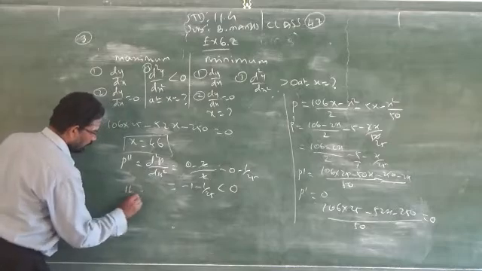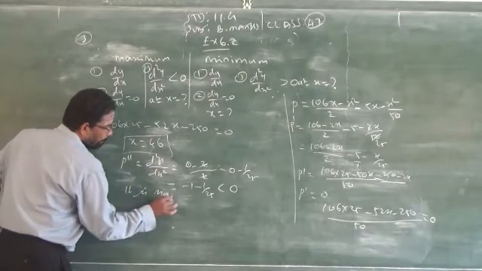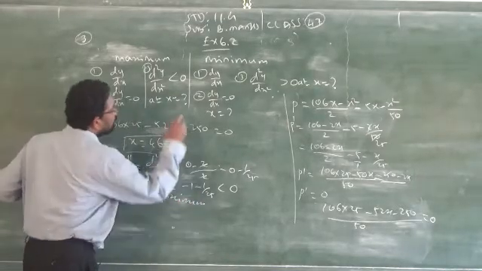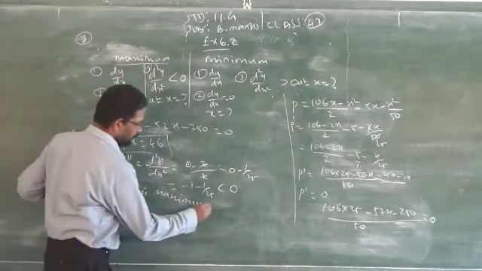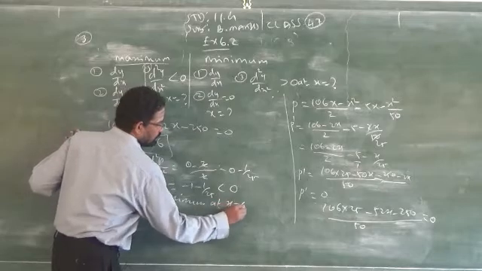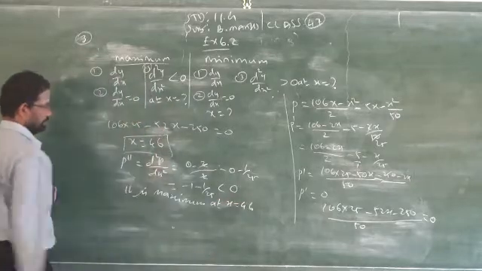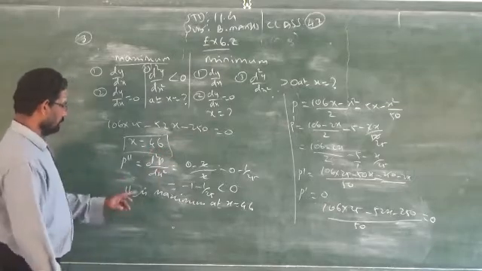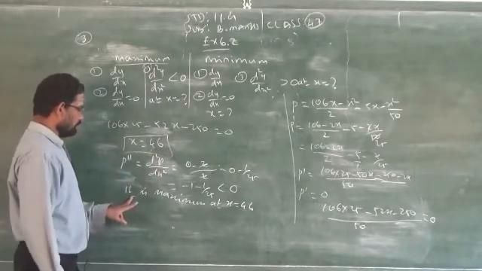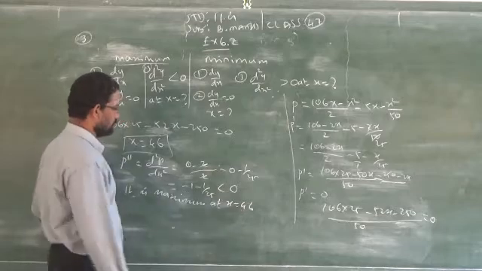You have to write it is maximum. See the rules. If it is less than 0, what is it? Condition. So maximum at X is equal to 46. How do you get 46? You have to simplify and write. Clear? So you have to write the conclusion like this. It is maximum at X is equal to 46.